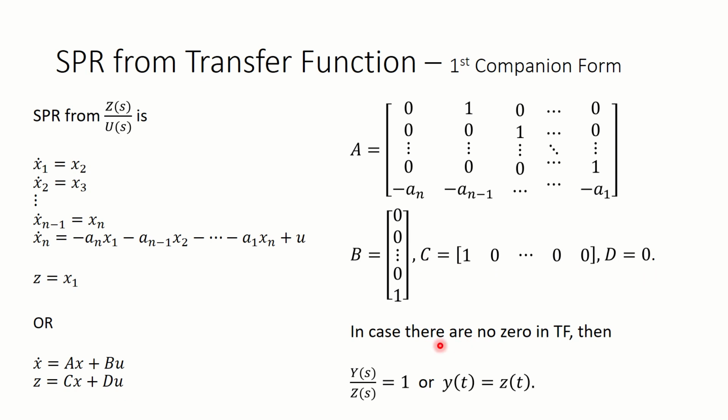So in case you have a transfer function like this, where there are absolutely no zeros in the transfer function, this is the state space realization that you obtain in the phase variable form or the first companion form. Then simply you change this z to y, that's all. However, we have the generic transfer function, so we have to deal with the zeros. So how do we deal with the zeros? We will extend this state space representation and include the zeros.